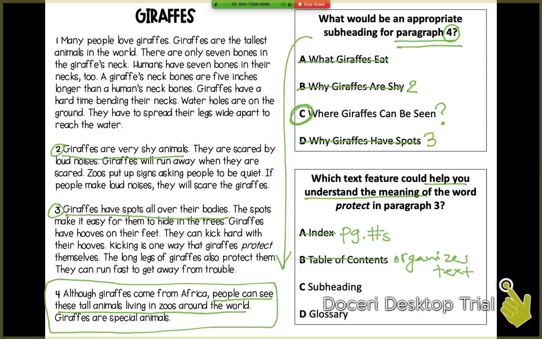What about subheading? The headings and subheadings, they focus on what? The part that's coming up. So that would be the part coming up, like a little title for the paragraphs. That doesn't give me the meaning of words. But what about the glossary? Glossary gives us definitions of the bold words. Yeah, that's it. The glossary gives us definitions or helps me understand the meaning of words. So the glossary would be the text feature I want to understand the meaning of the word protect in paragraph 3. There it is, right there.